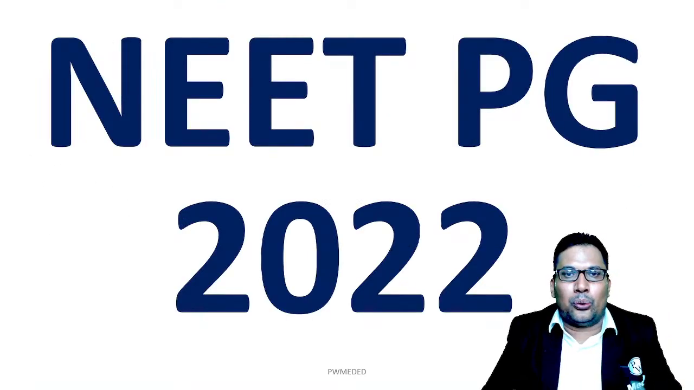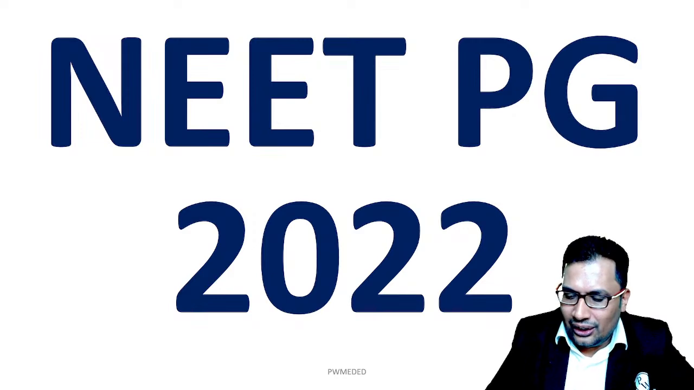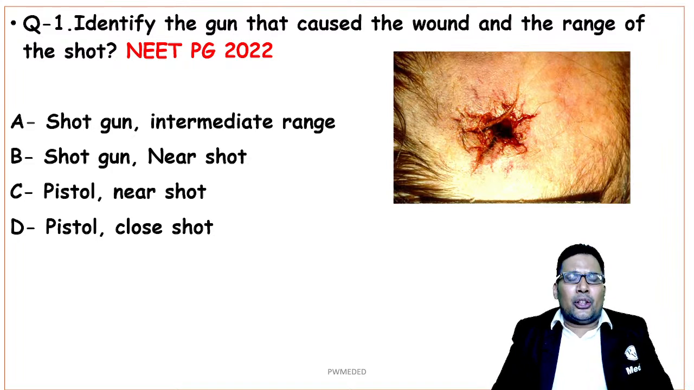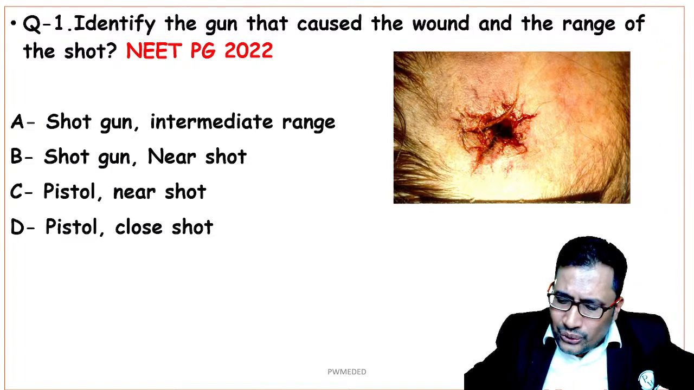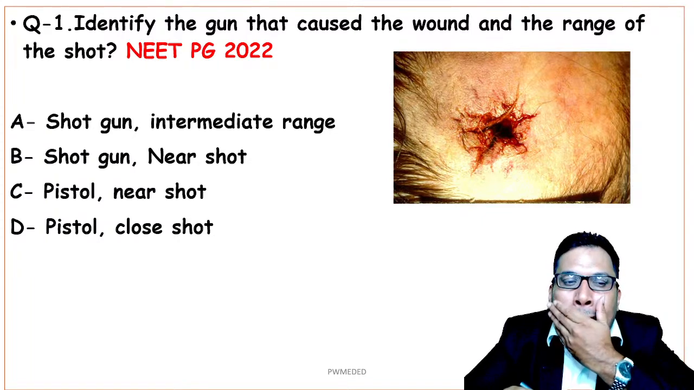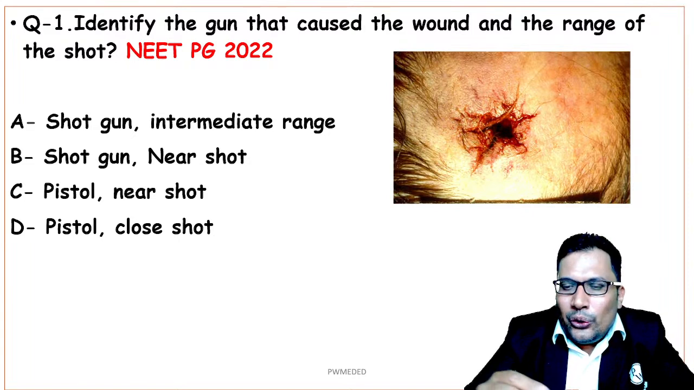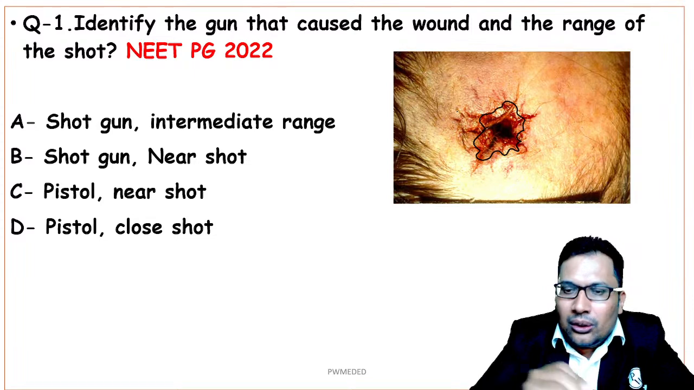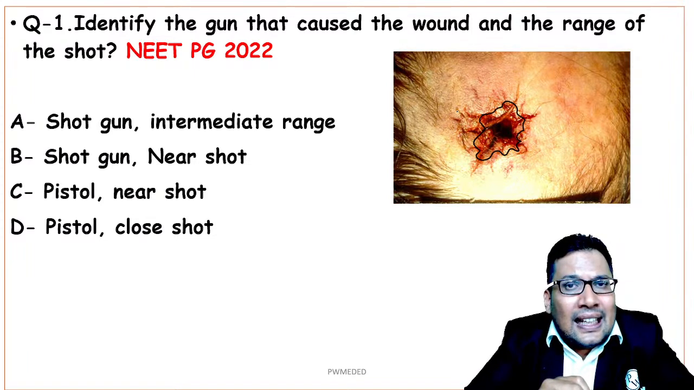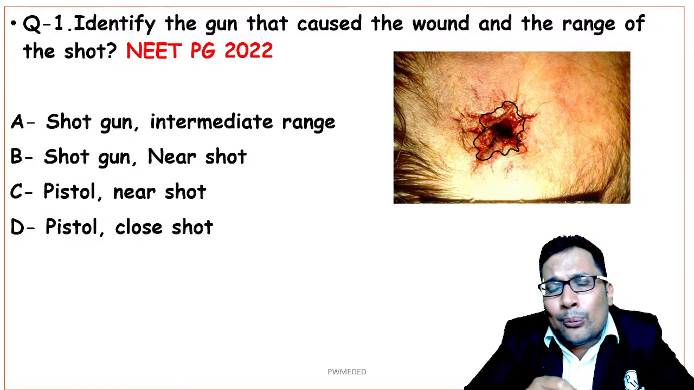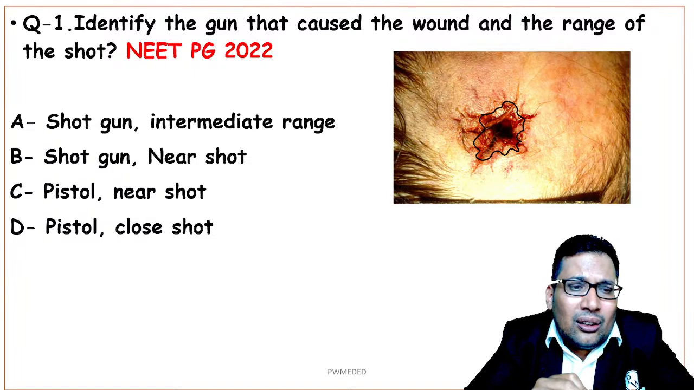Next, 2022 questions. Now the last part of the discussion. Identify the gun that caused the wound and the range of the shot. This question asked about the shotgun. You can see here there is an entry wound. Why? Because exit wound is rare, almost absent in shotgun wounds. So here, it is probably a case of entry wound.